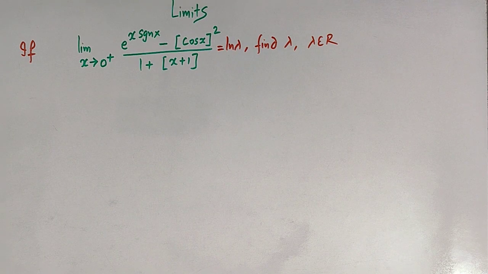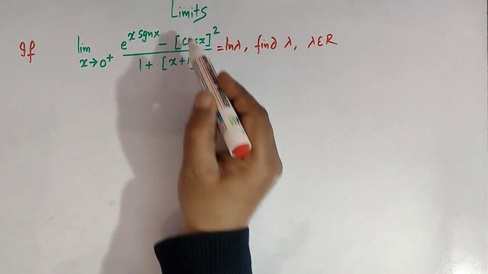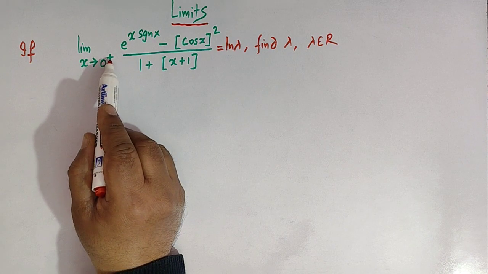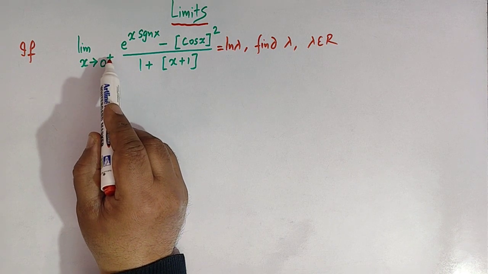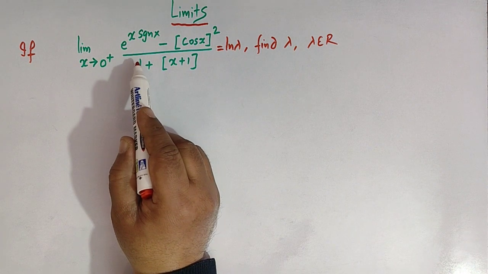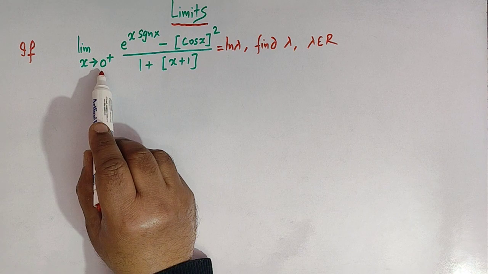Hello viewers, in today's class we are going to discuss one important and conceptual problem from limits. So here we'll solve this problem, and here we are given that limit x tends to 0 plus. This positive sign shows that we have to find the right hand limit of this function when x approaches 0.